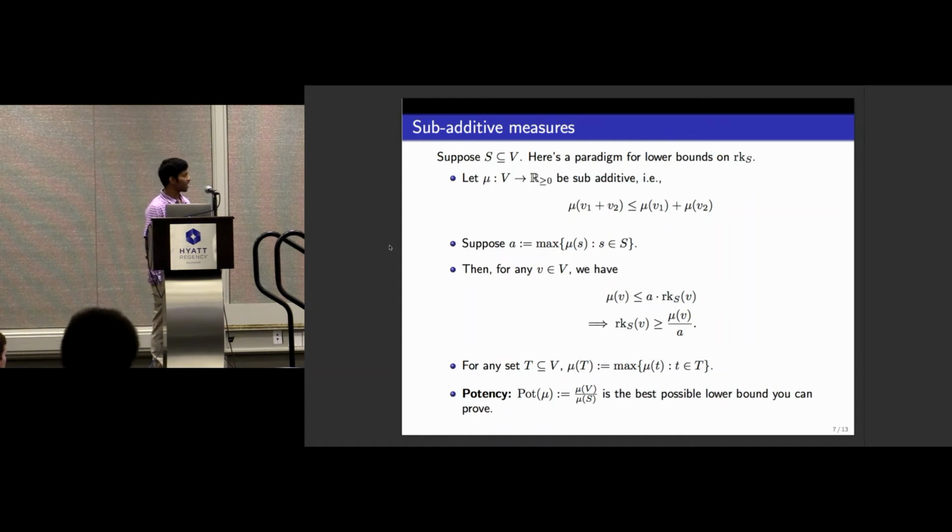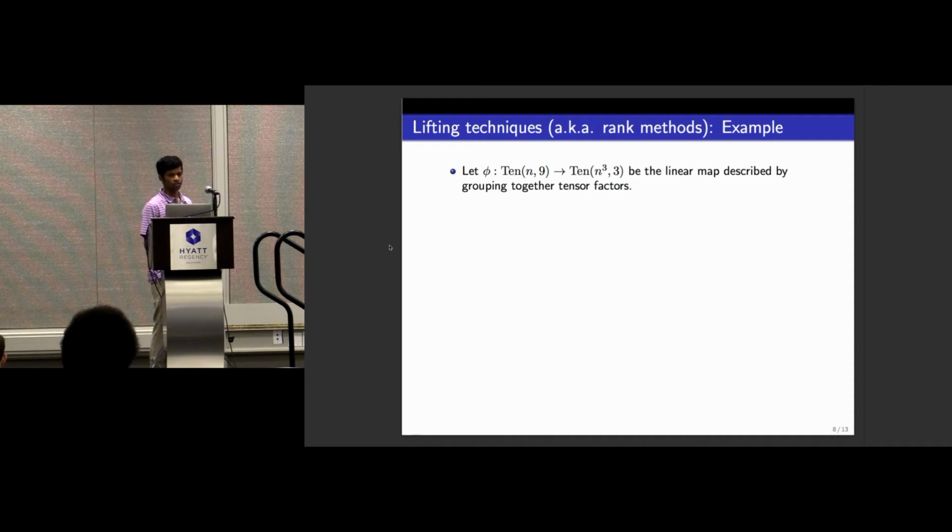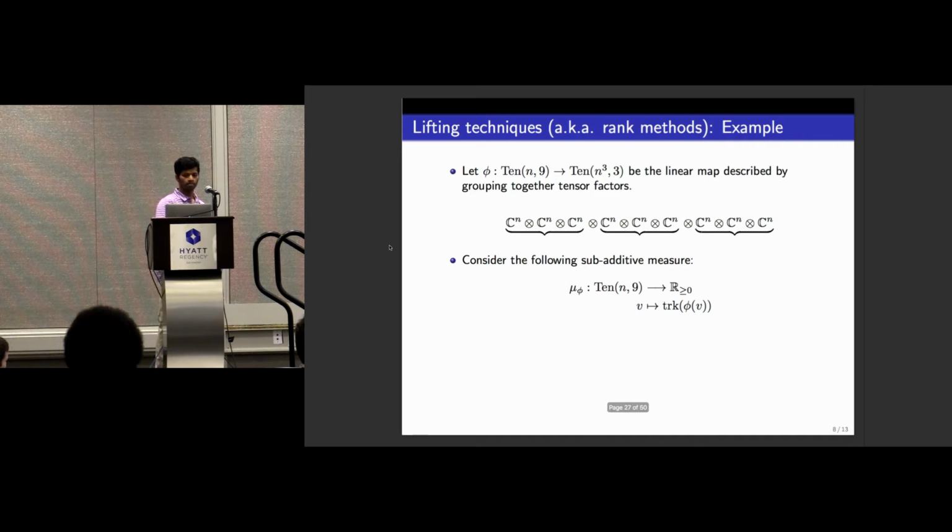Okay? And what we're going to do in this language is tell you that most of these rank methods or lifting techniques have pretty bad potency. So let me give you one of these lifting techniques or rank methods in a very specific example. And you will see none of these numbers are particularly important. I'm going to try and take 9-tensors and reduce them down to 3-tensors. But how? I'm just going to group 3 tensor factors at once. So that's a linear map that takes 9-tensors of local dimension n to 3-tensors of local dimension n cubed.